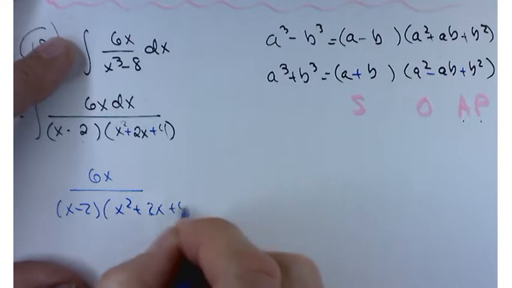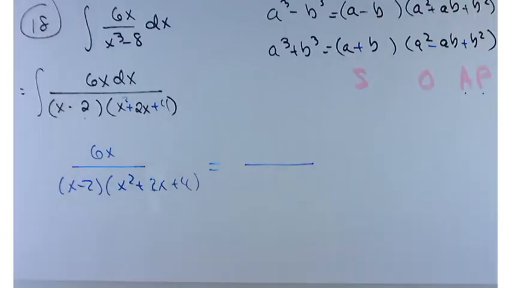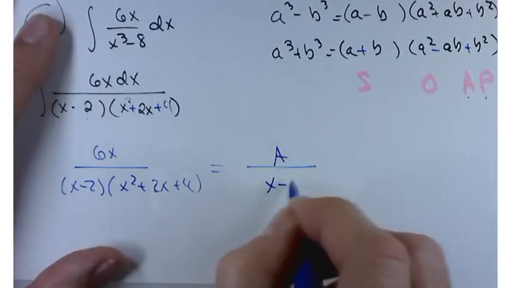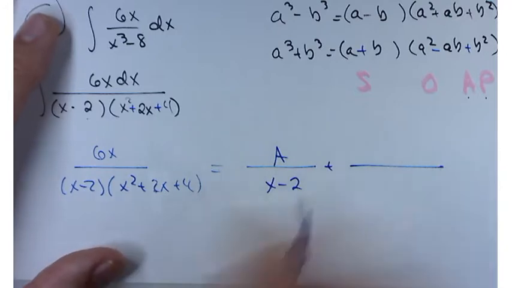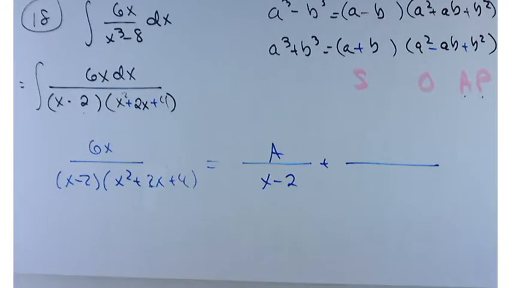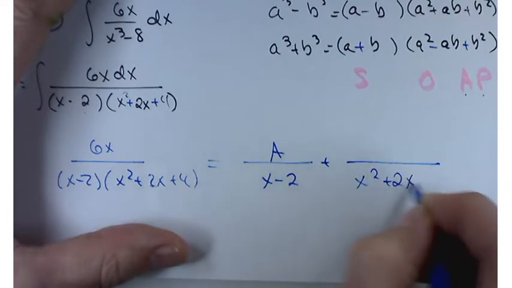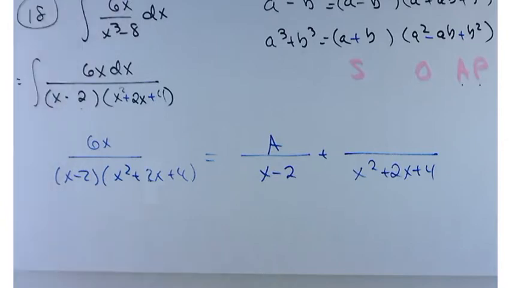2x plus 4. So as usual, you're going to have a representative for the linear term. It's going to be A over x minus 2. But since this term won't factor, it's just going to be a quadratic term in the denominator: x squared plus 2x plus 4.